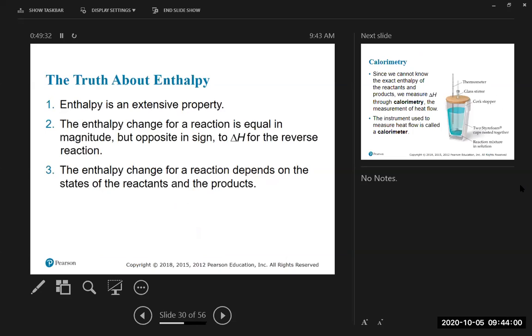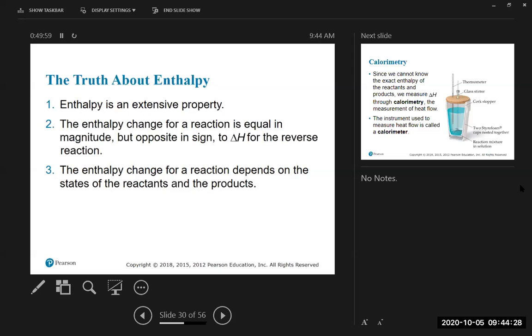So enthalpy is an extensive property. So who remembers what an extensive property is? What does that mean? We talked about intensive and extensive properties. Anybody remember what extensive is? Extensive is dependent on what? I can't think of what it was dependent on, but it's dependent, right? Okay. Sorry. Yeah, it's dependent upon how much stuff you have.